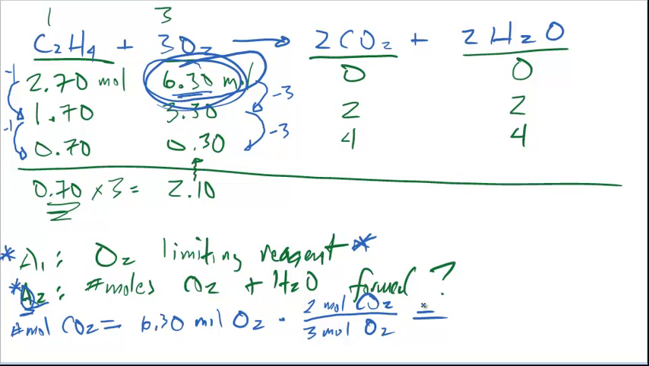When we apply that, 6.3 times 2/3, you get basically 4.2 moles of CO2. And since the mole relationship between carbon dioxide and water in this reaction is 2 to 2, or 1 to 1, we can also say that we're going to make 4.2 moles of water. Okay. All right. So if you kind of followed that, that is it. That is the hardest part of this whole stoichiometry thing.